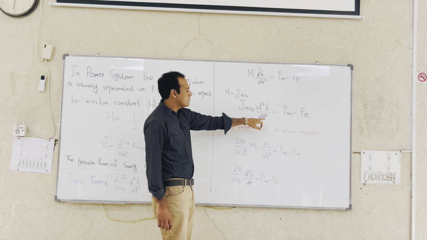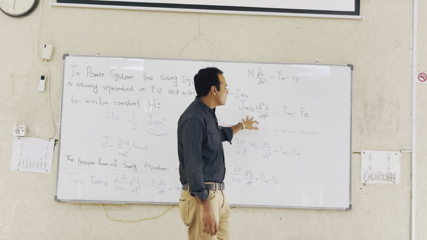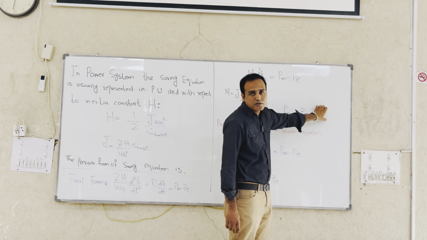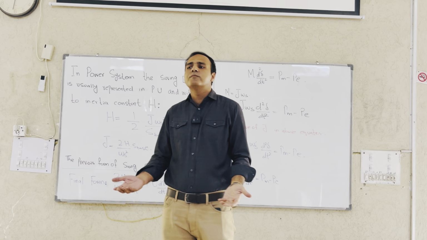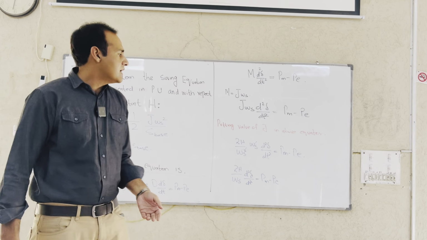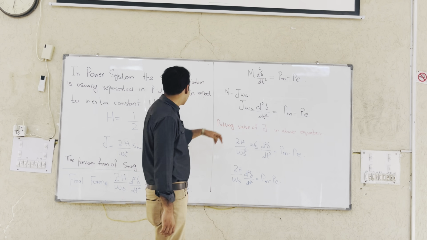and right now we are not writing S_base here, because we understand that this equation is already in per unit. So if we write per unit in front of this equation, it is understood that it is in per unit, so there is no need to write S_base with this equation. Fine. So that's why we are simply writing it in this form. So replace J in this equation from here.